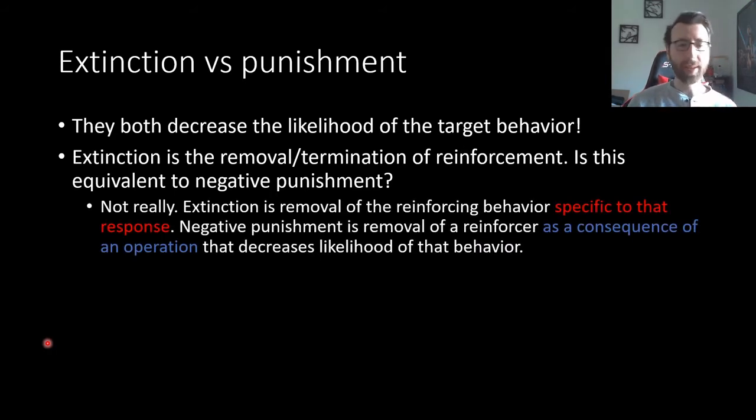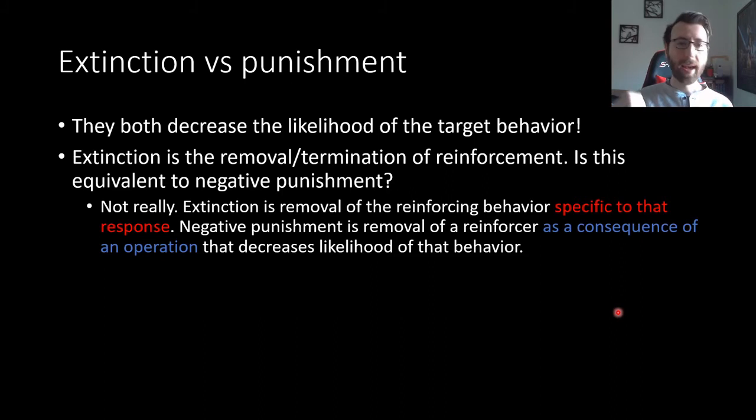Well, no, not really. Extinction is the removal of a reinforcing behavior that's specific to that response. Negative punishment is the removal of a reinforcer as a consequence of an operation that will decrease its likelihood. So that might sound similar, but it's not the same. So extinction is when a behavior specific to that response is removed from the situation.